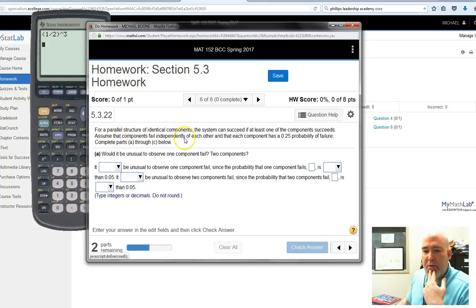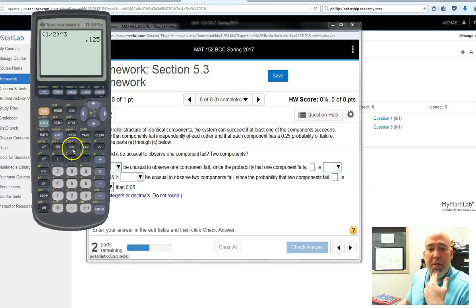Assume the components fail independently of each other and that each component has a 25% probability of failure. Would it be unusual for one component to fail? Well, it happens 25% of the time. We talked about in the last section, I believe, what unusual meant, and it's 5% or less. So this one has a 25% chance of happening.